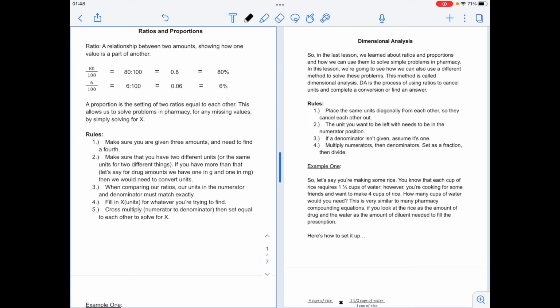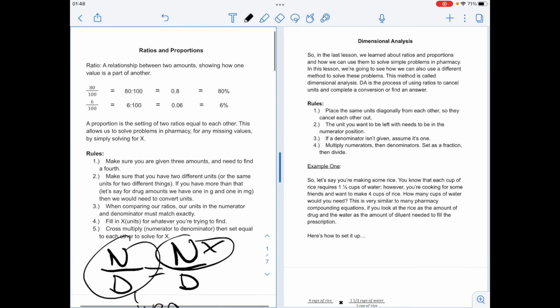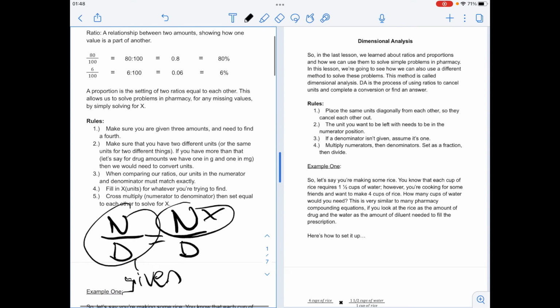So, remember when we went over ratio and proportions, I told you guys a numerator over denominator is set equal to numerator over denominator. And remember, the numerators both have to have the same units. The denominators both have to have the same units. And one of them is going to be x. So let's just assume it's this one. But any one of these really could be our x. And that this first amount right here is going to be our given. That's pretty much how ratio proportion works.